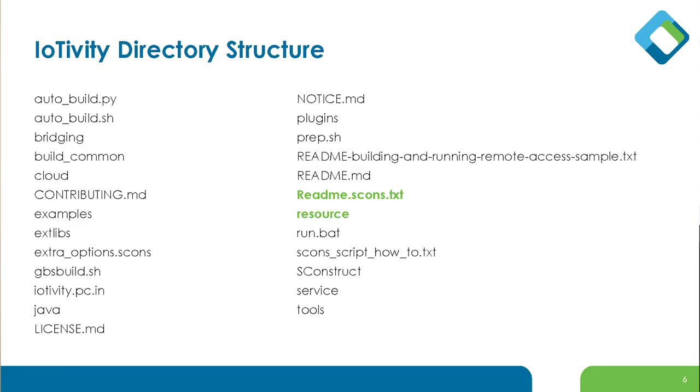Now, as you'll be conducting your hackathon with IoTivity today, I thought I'd briefly give you a sense of what the directory structure looks like. So this is the root level directory structure for the IoTivity source tree. Resource, which is highlighted, is a top-level directory that contains all of the source code that forms the core of the IoTivity project. And README.scons.txt details all of the build instructions for IoTivity.